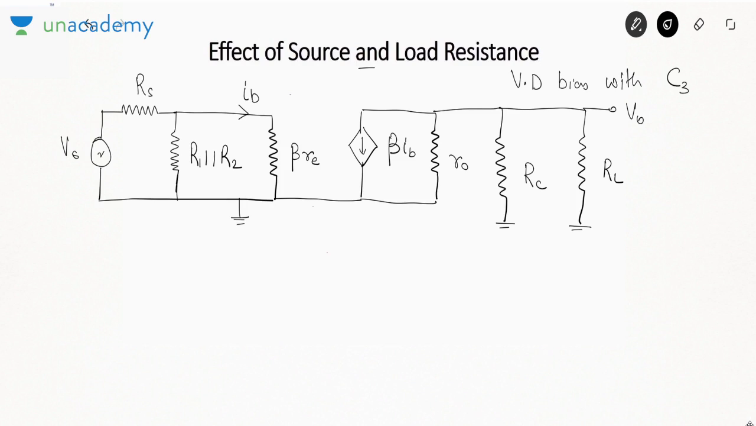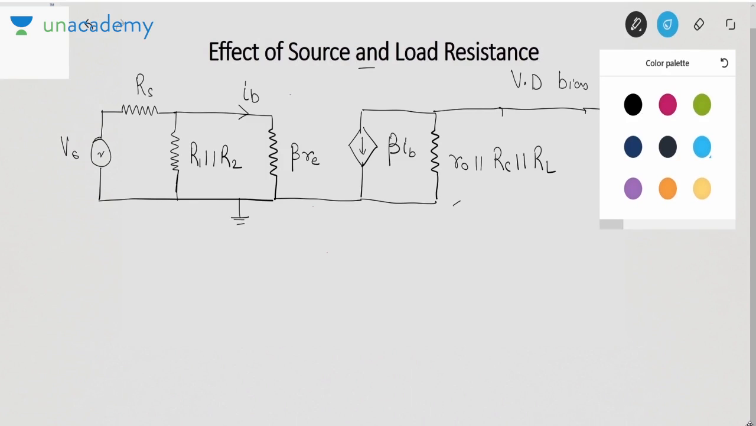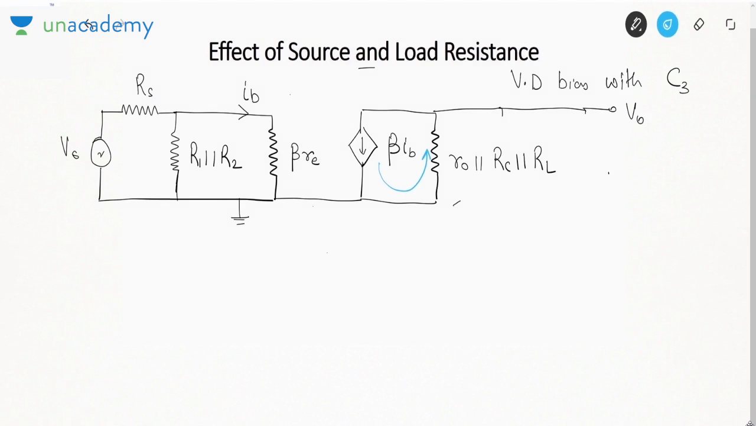So what is the effect of the source and load resistance? They affect your voltage gain. Now see this, all these three resistances in parallel can be replaced by a single resistance. If you replace it by a single resistance, what you will write? We will write R0 parallel RC parallel RL. Now this current will go like this, so the polarity will be opposite to the polarity of V0. So I will say V0 is minus beta IB times R0 parallel RC parallel RL. That will be the value of V0.